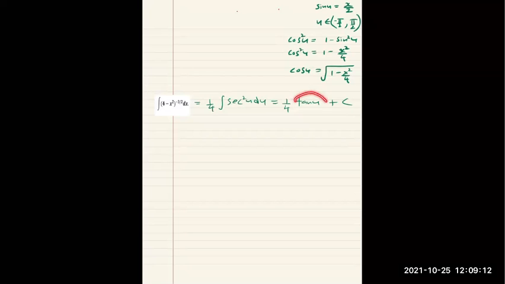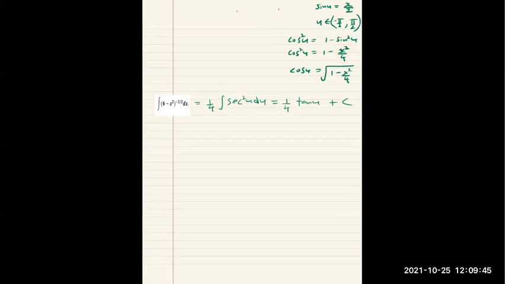In order to find tan u as an algebraic expression of x, I'm going to find cosine u first. First of all, notice that according to our substitution, sine u is equal to x over 2. Remember, u is between minus pi over 2 and pi over 2. And then cosine squared u is 1 minus sine squared u. Now, cosine squared u is equal to 1 minus, of course, sine u, which is x over 2. If you plug in x over 2 here, you get 1 minus x squared over 4.